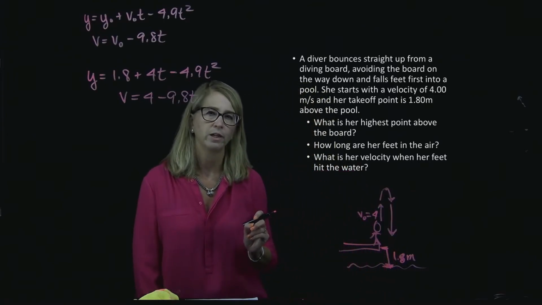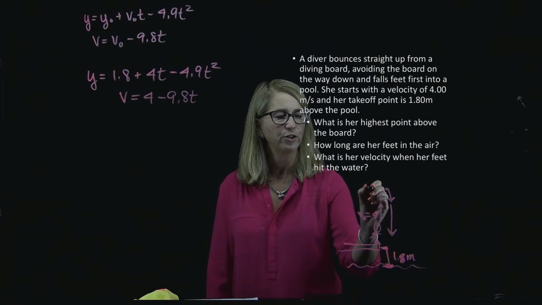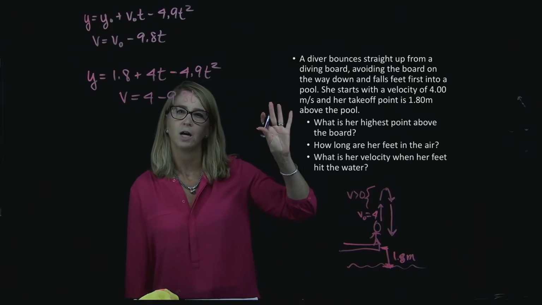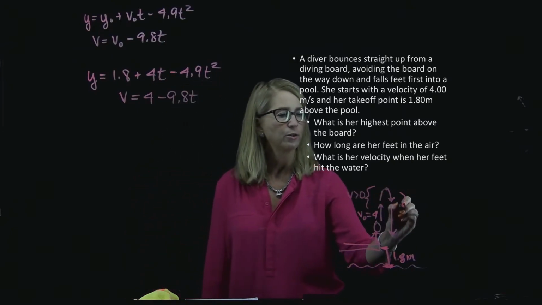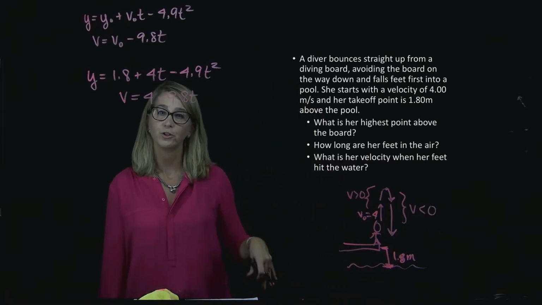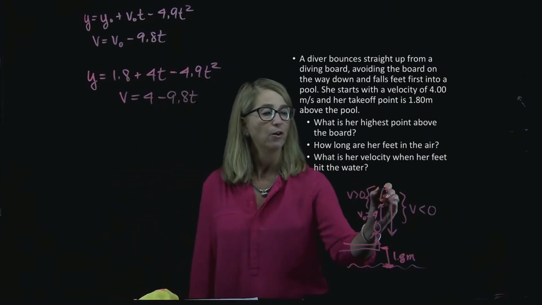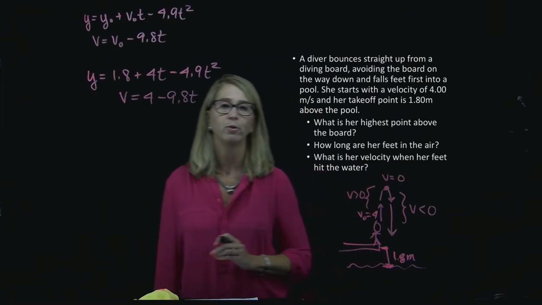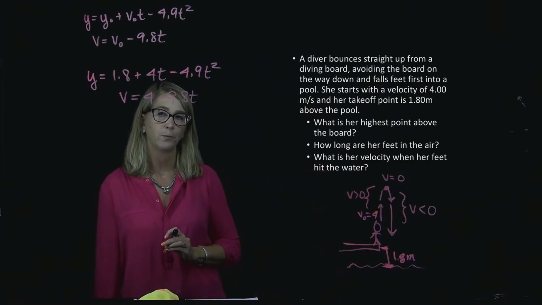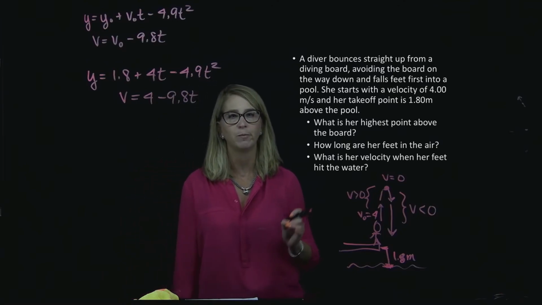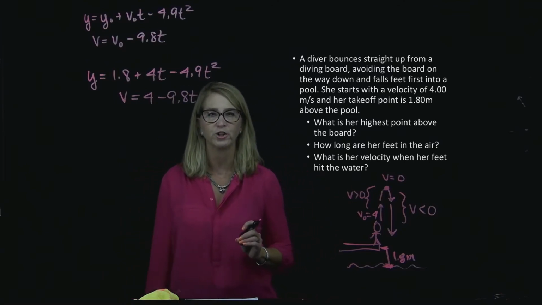Now, something that you might not have thought about, but as she's going up, her velocity is positive because she's moving upwards. But as she goes down, her velocity is negative because she's going down. So, what does that mean about this point? At her highest point, her velocity is 0. That's really important to realize because that will help us solve the first question here.